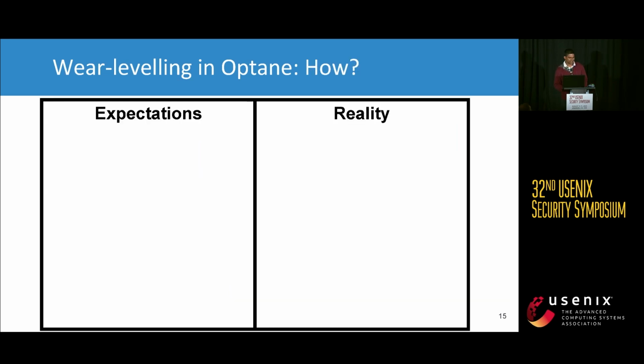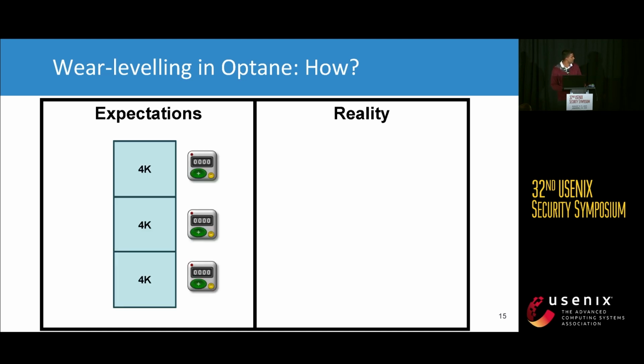So we expected that Optane would follow a pretty straightforward implementation of wear leveling, where there would be one wear leveling counter for every 4 kilobyte page. And whenever one of these counters overflows, the entire page gets remapped. But Optane had different plans for us.